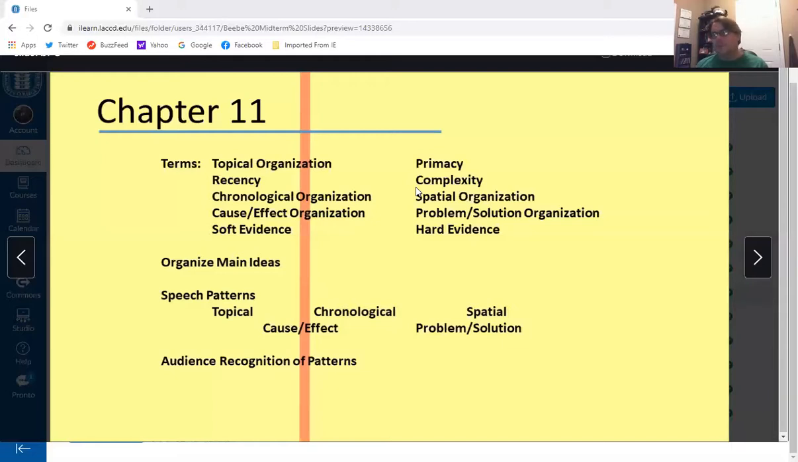It is probably the most difficult of the patterns. Chronological is the easiest, spatial is the most difficult, but it is something that is available to you. The next one is cause and effect. We're going to cover informative and persuasive speech patterns in a second, but cause and effect is one that can be both.